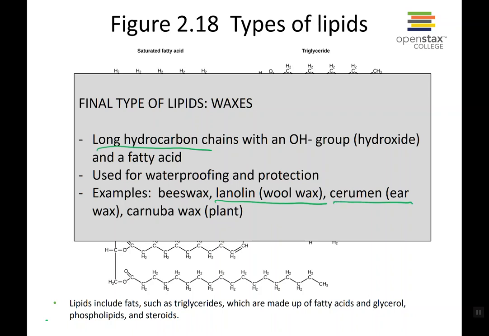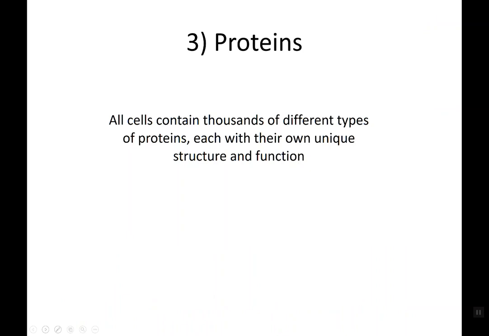Humans make earwax, and that is a waxy, bitter substance that helps keep insects from hanging out in our nice, dark, warm ears. I know, gross, right? And carnauba wax, which comes from a plant and is typically an ingredient in car wax. So it helps protect your paint by putting a boundary layer of wax between your car paint and the elements.